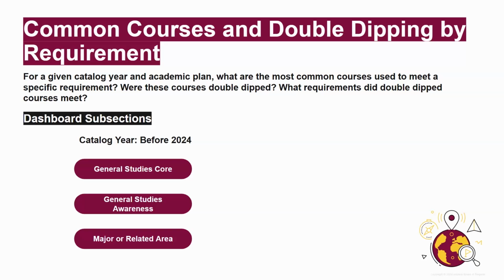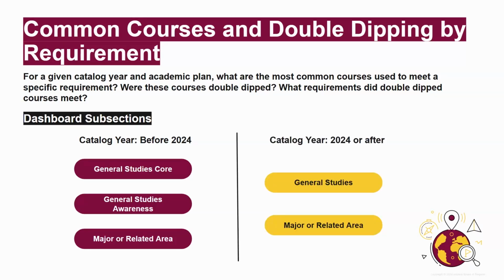This section is further divided into subsections. For catalog years before 2024, there are 3 subsections: general studies core, general studies awareness, and major or related area. And for catalog years 2024 or after, there are 2 subsections: general studies and major or related area. Each of these subsections has requirements specific to that subsection, which can be selected in the filter, and all the charts within them show the data specific to that selected filter.